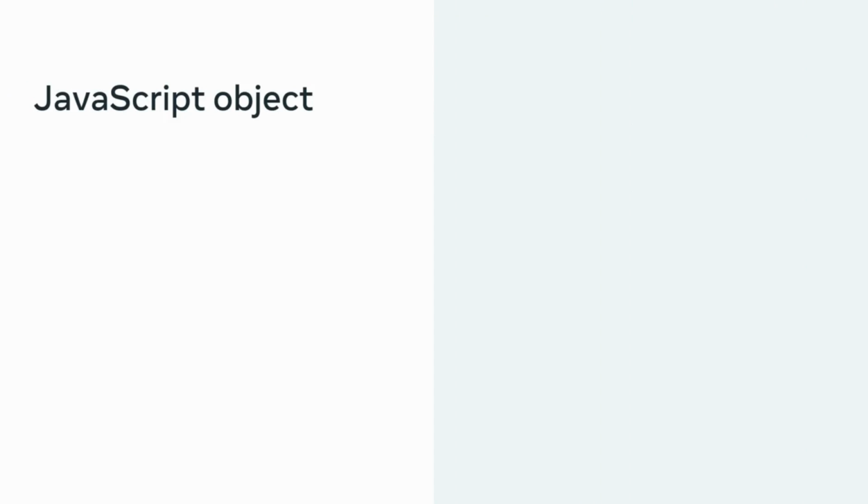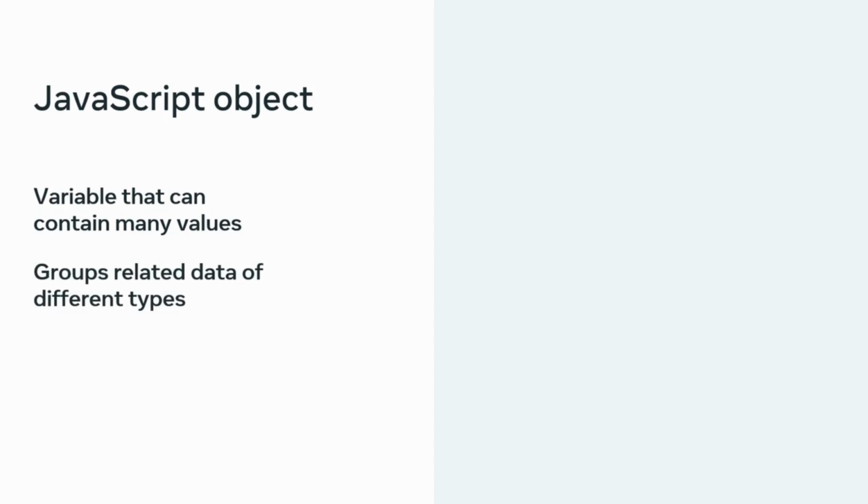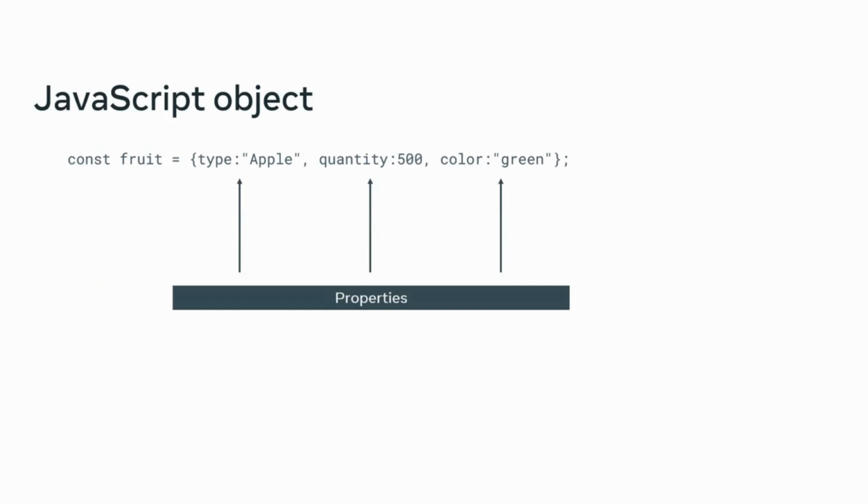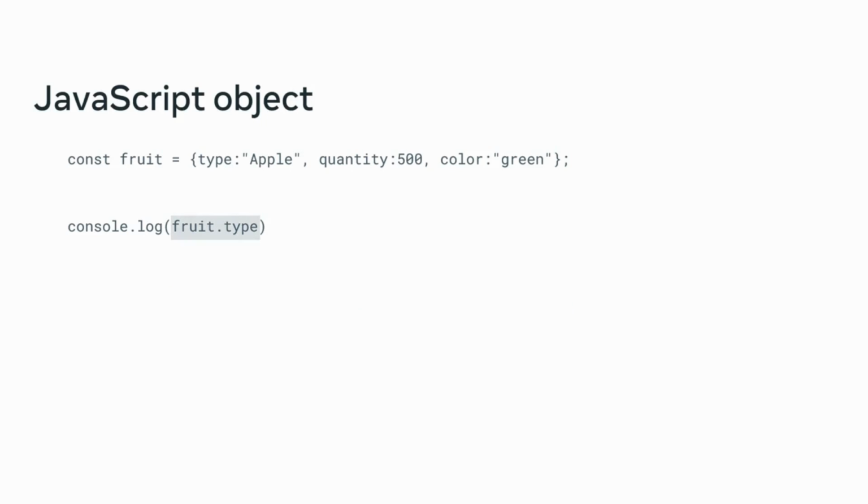Before you begin your journey with props, let's revisit another piece of JavaScript functionality that will help you understand how props work. It's called the JavaScript object. Recall that in JavaScript, an object is a special type of variable that can contain many values. You use objects when you need to store groups of related data of different types, and each data type is known as an object property. For example, suppose you create an object called fruit that contains properties for type, quantity, and color. Remember that these properties consist of name-value pairs, and you can access the object's properties using dot notation.